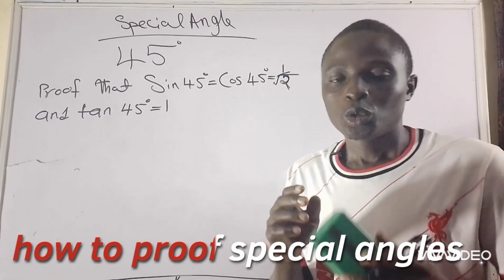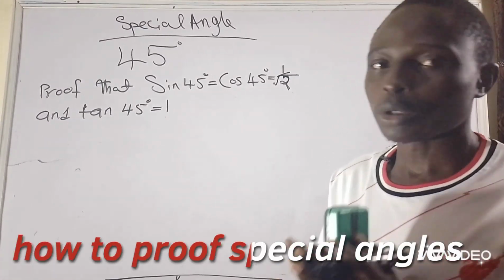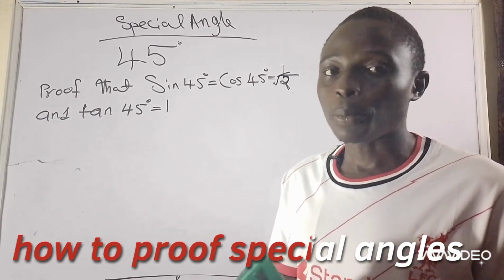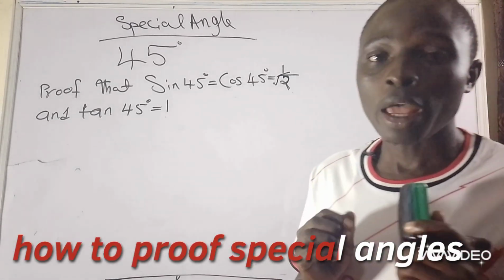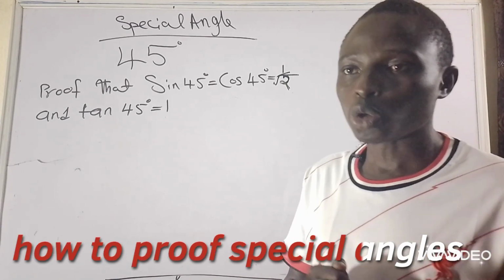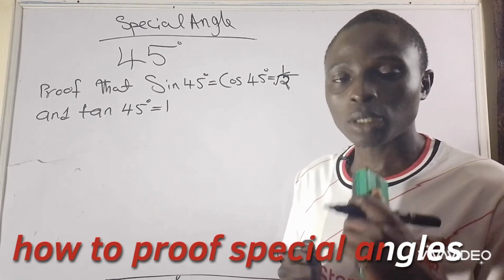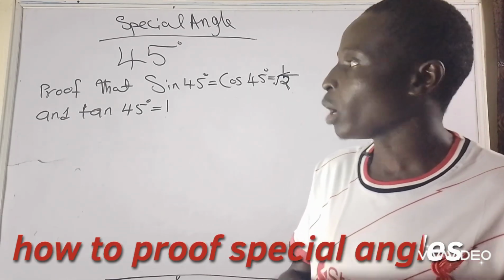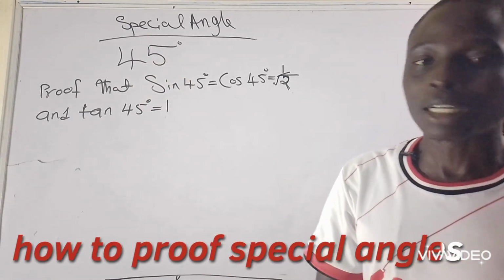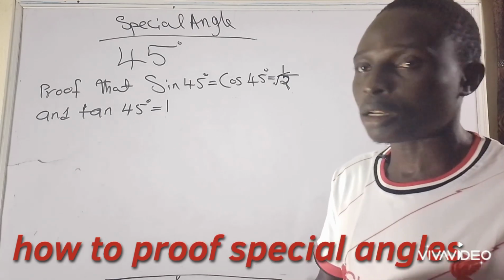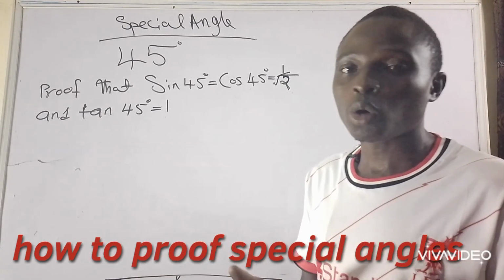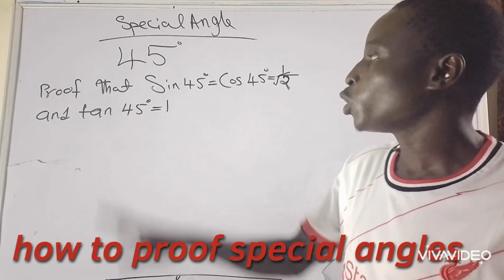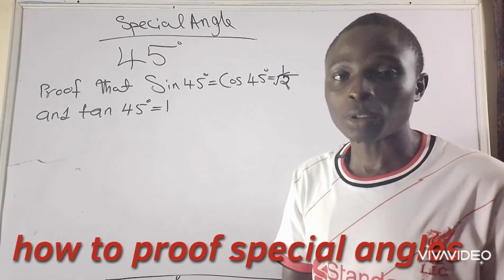Hello viewers, today as usual we are going to continue with our mathematical classes, particularly in trigonometry, as I promised, in our effort to provide solutions or mathematical calculations behind special angles. We are today going to look at 45 degrees as one of the special angles. Don't forget that we have 0, 30, 60, 45, and 90, all are special angles. So today we are going to look at 45 degrees as a special angle.